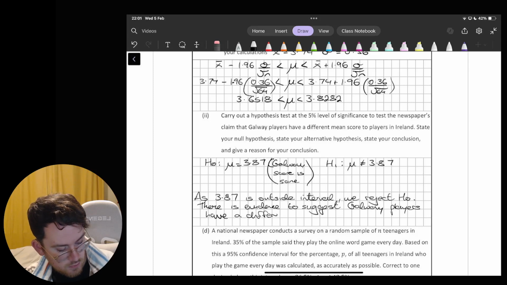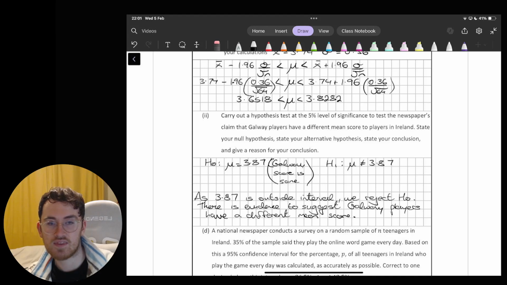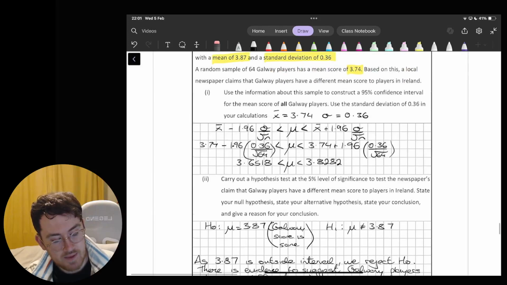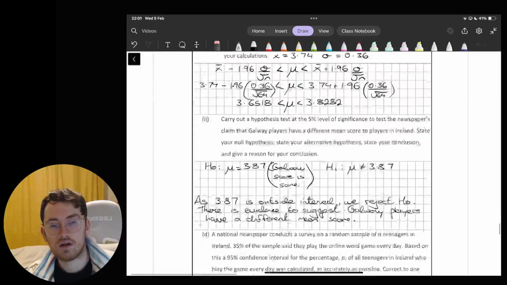So we're basically saying here, because our test here was a test on the population mean 3.87. We constructed that confidence interval based on our sample. We are 95% confident that the actual value is within that range there. 3.87 isn't within that range, so therefore we reject that claim that that is the population mean. So we have 95% confidence that the Galway mean is different to 3.87. And in fact here we might say it is probably even lower, that they have a lower score than Ireland.